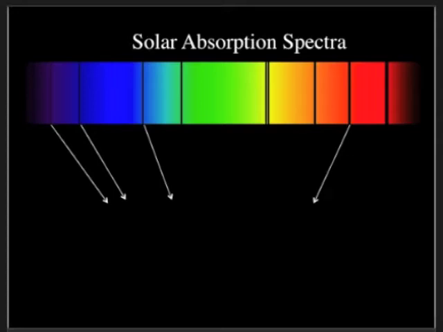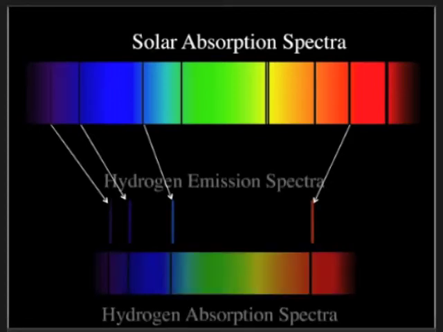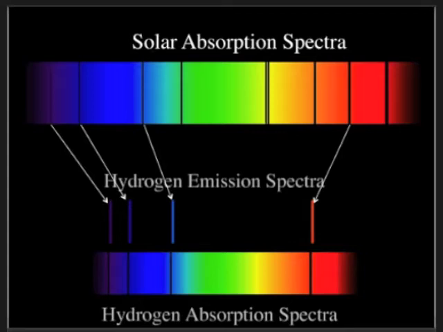Here's the solar absorption spectra, and you can see again the dark lines. These particular ones I've marked correspond to the hydrogen emission spectra lines. And that is the first indication that the sun was mostly hydrogen. But there is this very bright line here in the yellow that hydrogen does not have, so that corresponds to helium, which is also part of the sun.